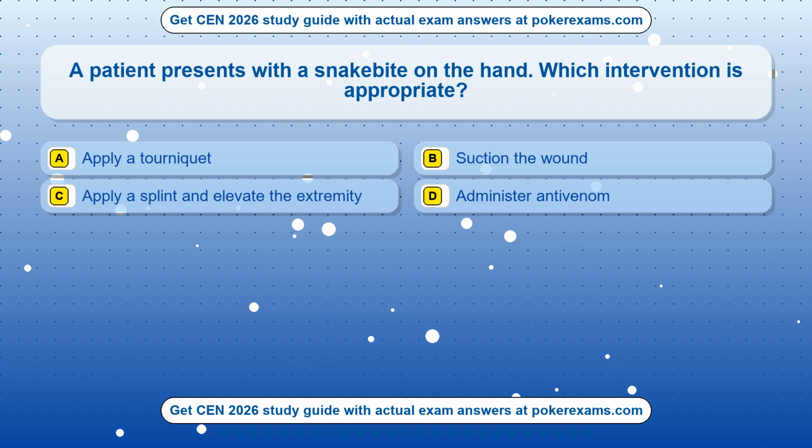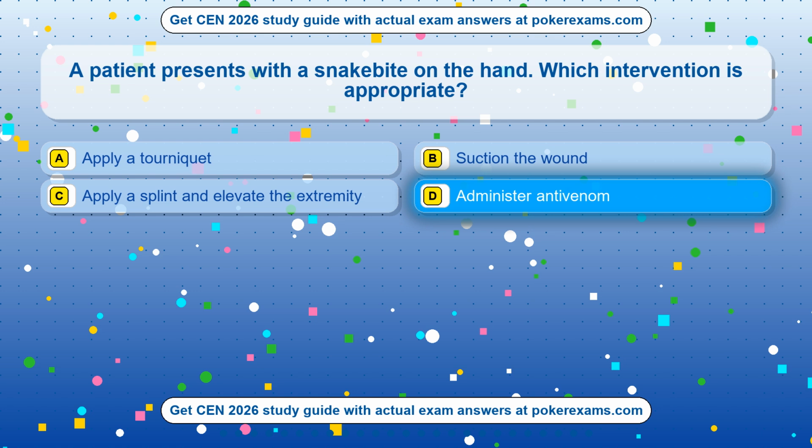Question 14. A patient presents with a snakebite on the hand. Which intervention is appropriate? Option A. Apply a tourniquet. Option B. Suction the wound. Option C. Apply a splint and elevate the extremity. Option D. Administer antivenom. The correct answer is option D.